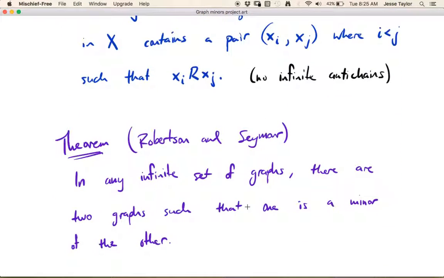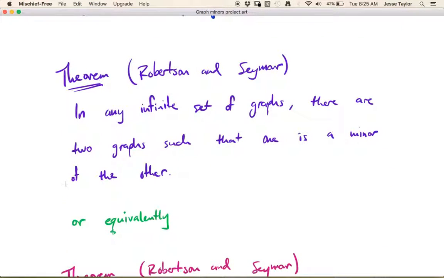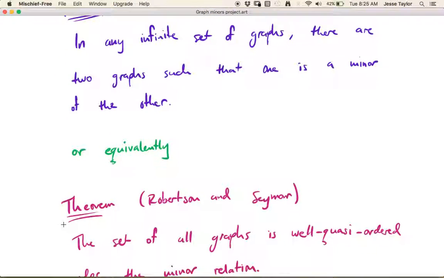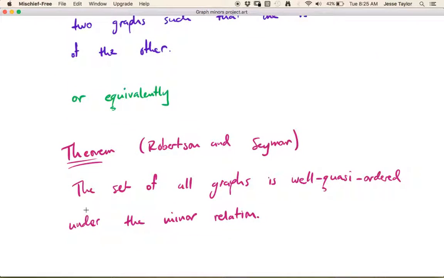So this theorem is Robertson and Seymour's result, sometimes called the Robertson-Seymour theorem. And it says that in any infinite set of graphs, there are two graphs such that one's a minor of the other. Now that seems relatively straightforward to state, and I can promise you that the proof is far from straightforward. So said differently, why did we learn about well-quasi-orderings? You could also say this using the following language. The set of all graphs is well-quasi-ordered under the minor relation.